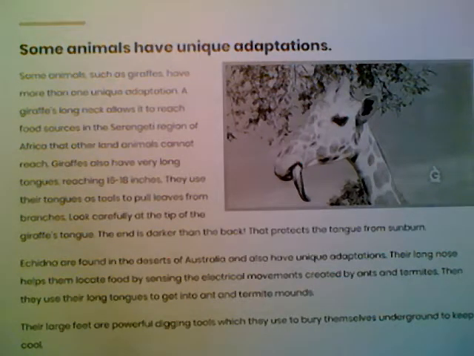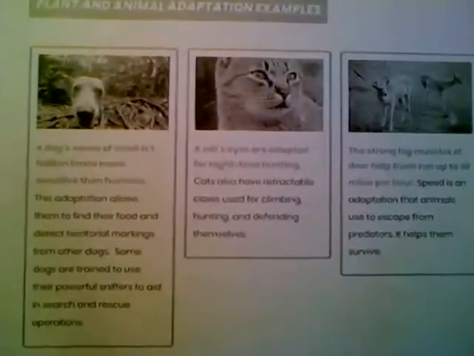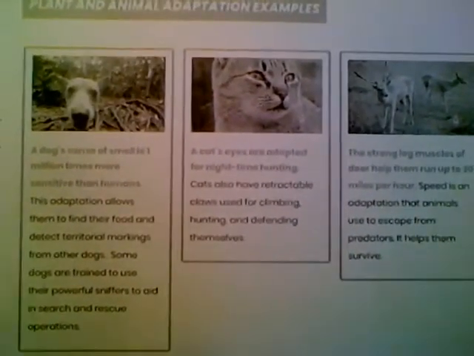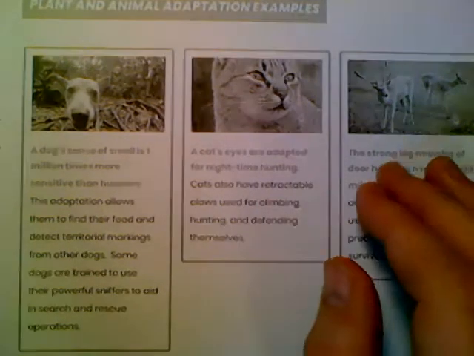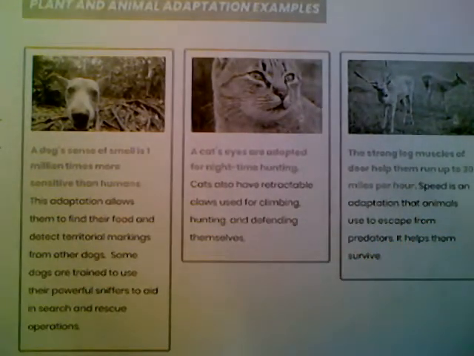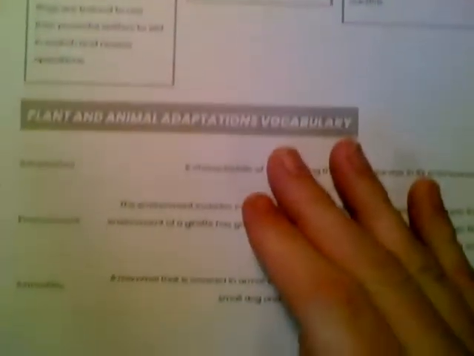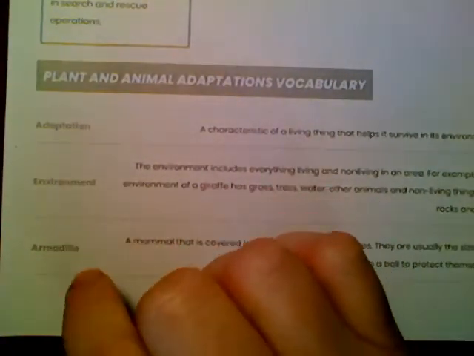Now, as we get to the end of the adaptation article, and again, animals have all these adaptations we've learned for defending themselves, for getting food. Those are the reasons they have these. At the end, it'll give you some examples. So there's the dog's sense of smell, cat's eyes adapted to getting food at night. Deer have strong leg muscles so they can get away. That's for survival, to protect itself, not to fight so much as it is to just escape predators. So those are all things people might not know about adaptations, but those are the things we want to focus on about adaptations this week. And again, at the end, there's some plant and animal vocabulary: adaptation, environment, armadillo.